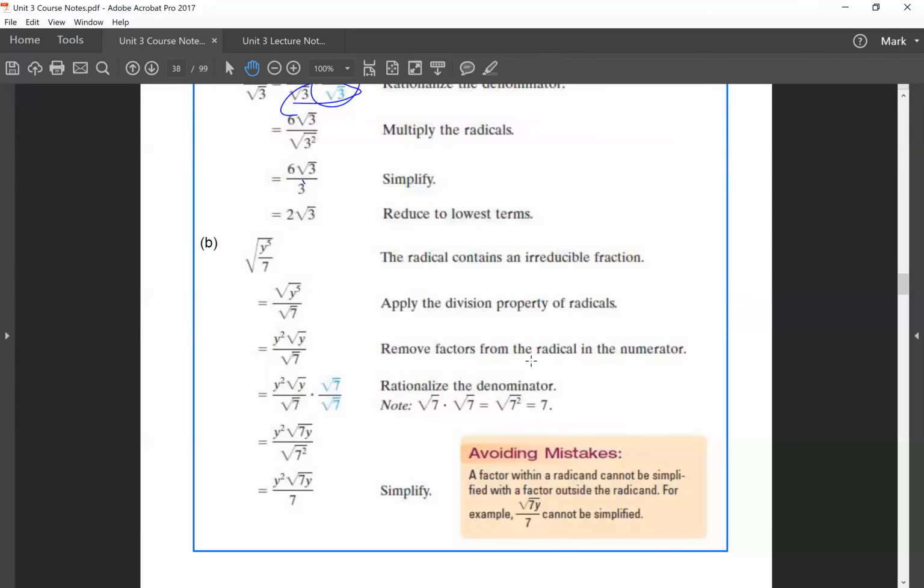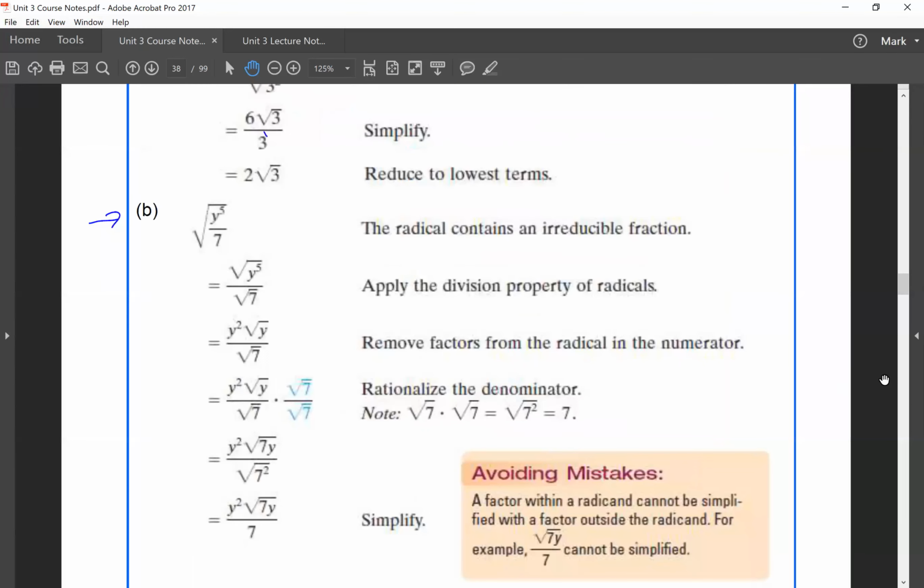So if you look at number 7, number B, it's the square root, let me zoom in, the square root of y to the power of 5 over 7. So I want to simplify this. First things first, I'm going to separate it into 2 radicals. So it's the same as root y to the 5, over root 7. And then simplify it, but I need to get rid of this root 7. You can't have a radical in the denominator.